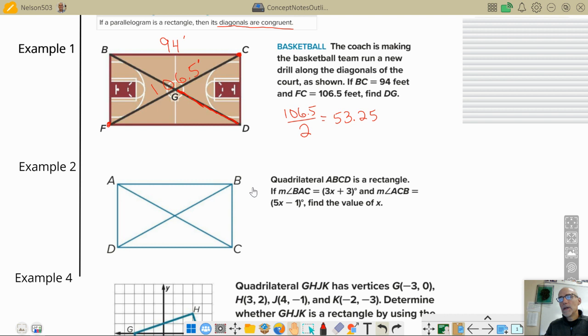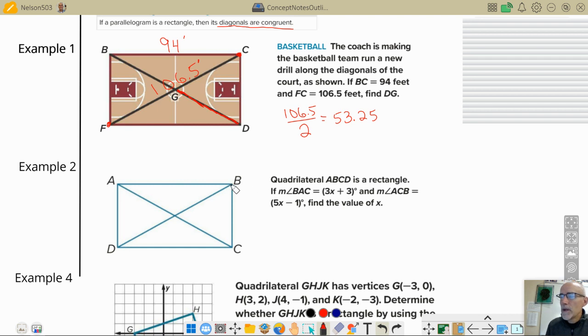So it's the same idea. You're going to quickly sketch a rectangle. You're going to look at the given information. You're going to try to figure out where this given information is going to fit in my drawing. So the measure of angle BAC, that's what the little M in front stands for, the measure of angle BAC is 3x plus 3.